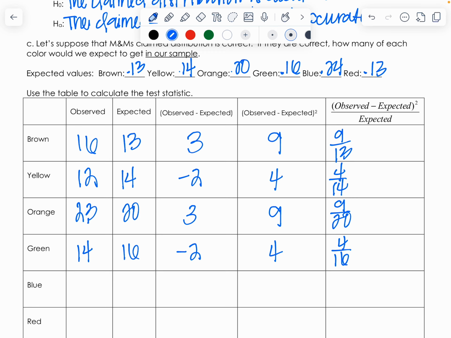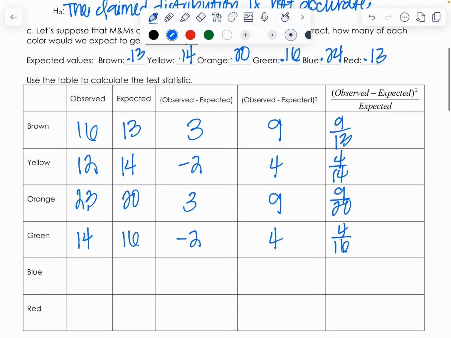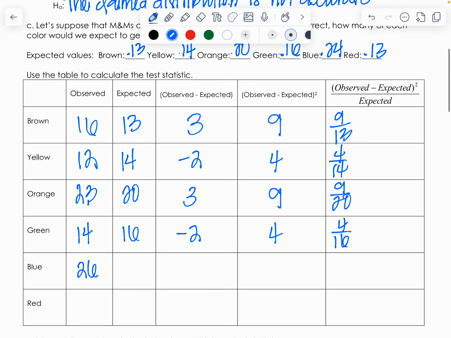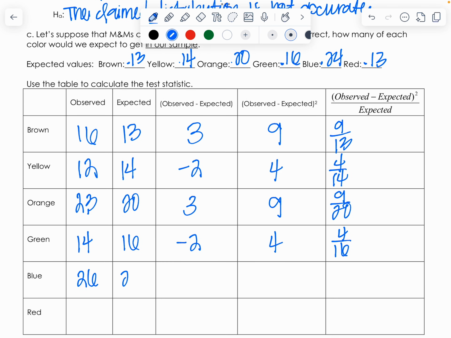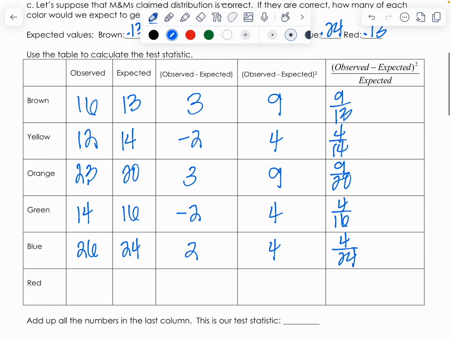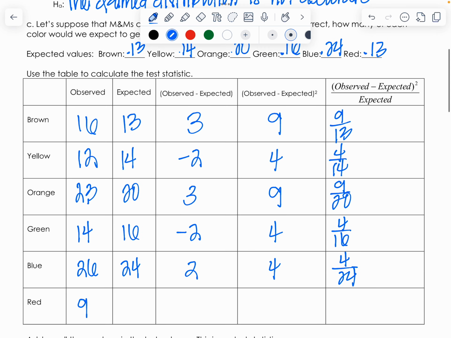All right. Blue, if I scroll up here, blue, we saw 26. We expected 24%, so 24, 2, 4, 4 over the expected 24. And then finally red. Red, we observed 9. We expected 13%, so 13. 9 minus 13 is negative 4. Squared is 16, so this would be 16 over 13.